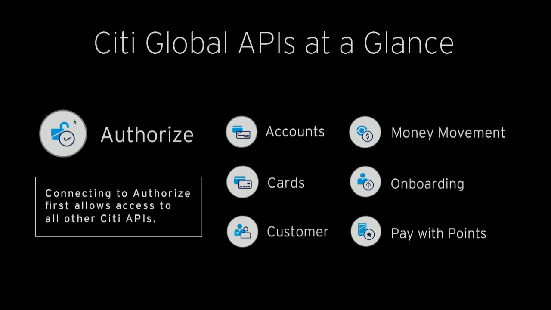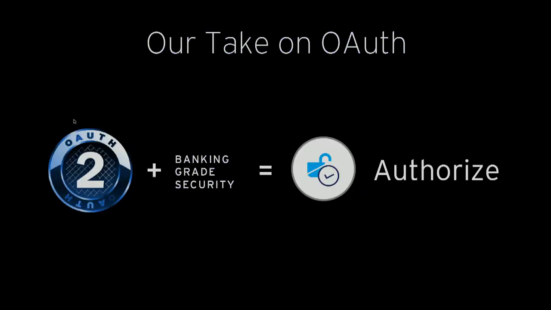Our APIs are categorized in 7 different categories. The 6 categories you see on the right cover things like accessing your account information, accessing your bank information, transferring money from one account to another, and using the Thank You points that you earn when you use your Citi credit cards, spending them with our partner retailers for goods and services on their websites. Those 6 categories of APIs rest on a security framework that we call Authorize. Authorize consists mainly of OAuth 2.0.